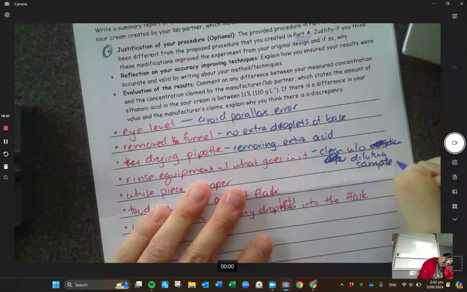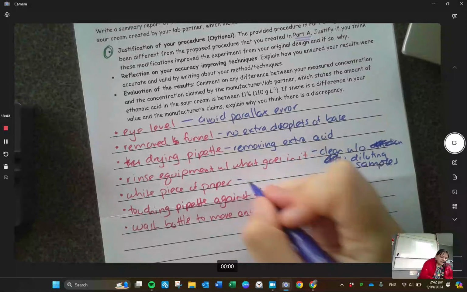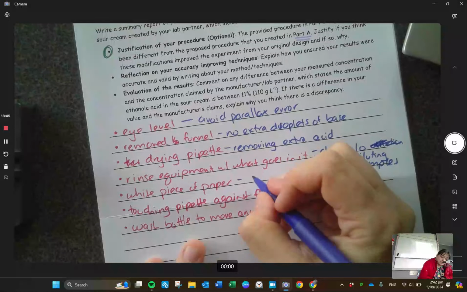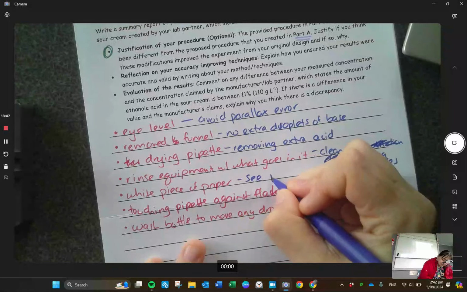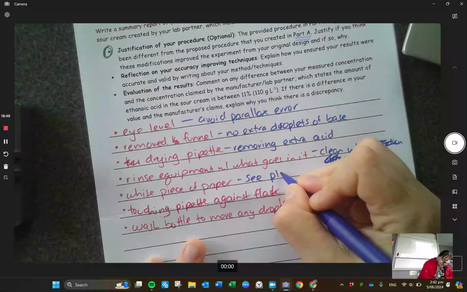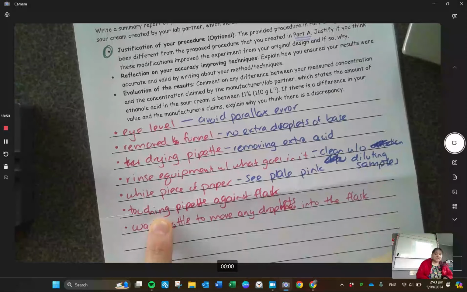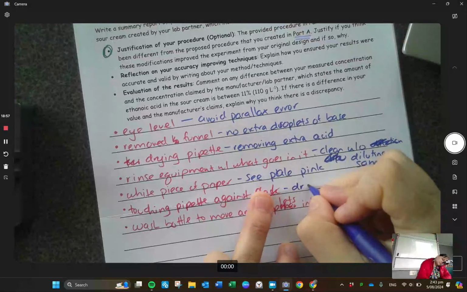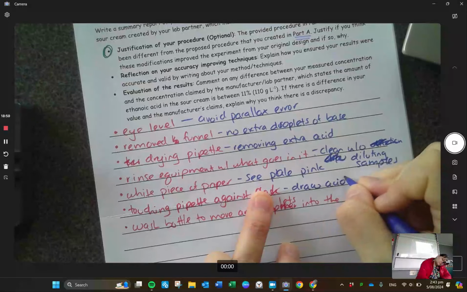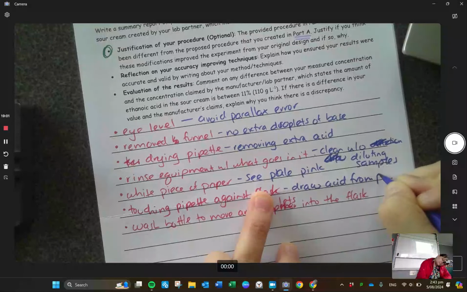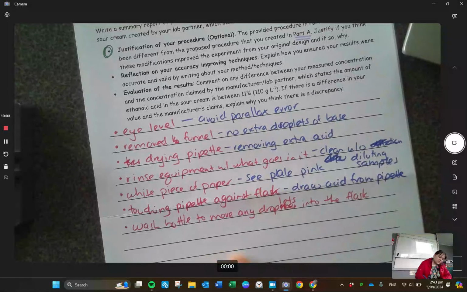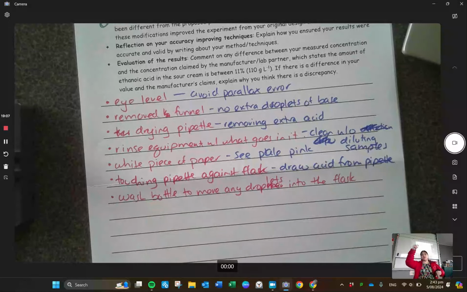A white piece of paper, that's so that you can see the pale pink. Pushing the pipette against the flask, that's just to draw any extra acid. Then the wash bottle to remove any droplets is just to make sure that all of your reactants are available to react in the flask.